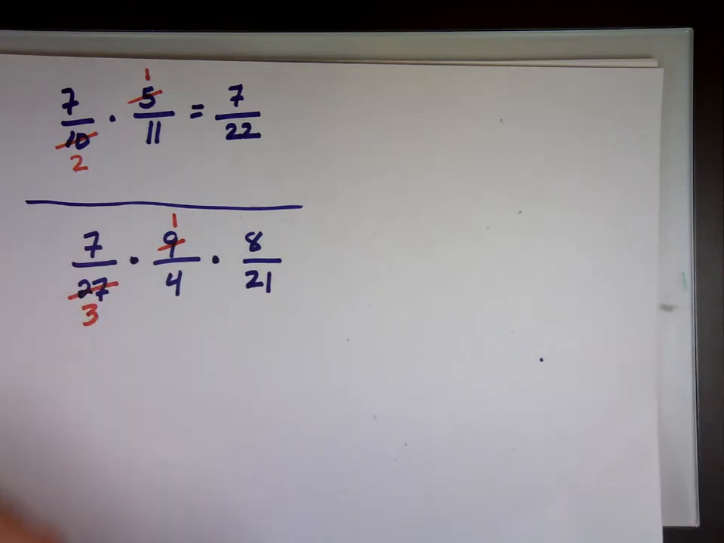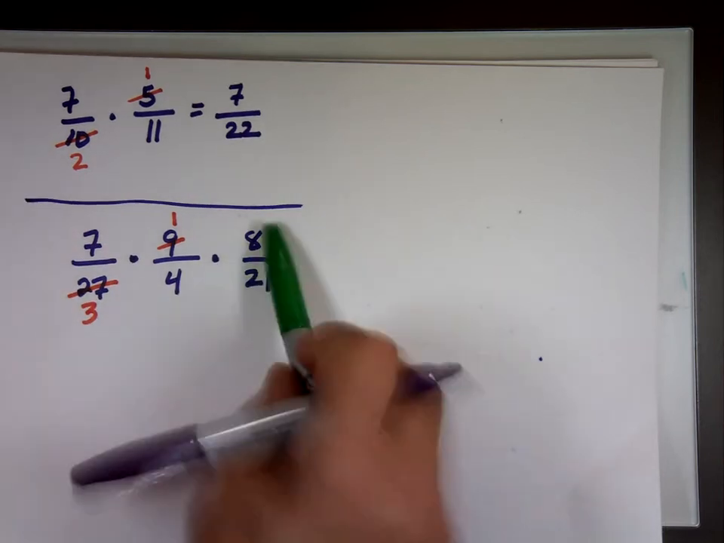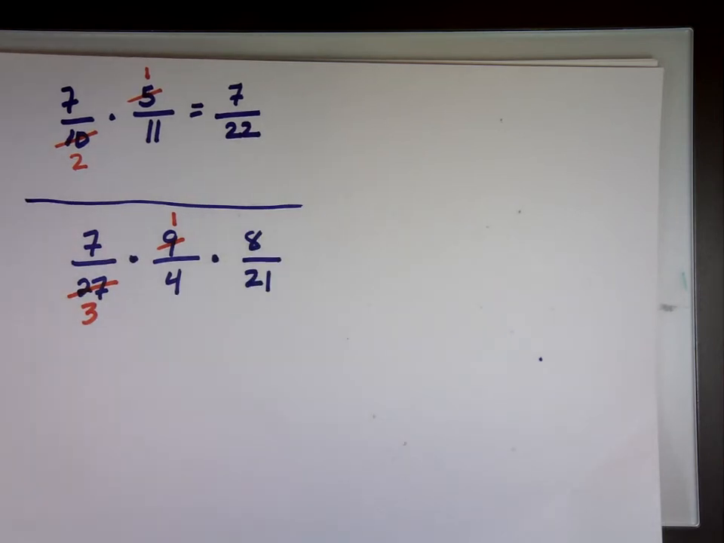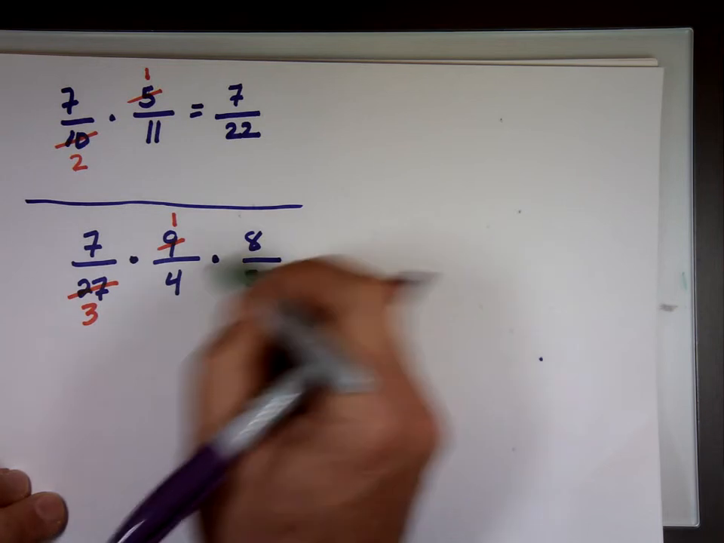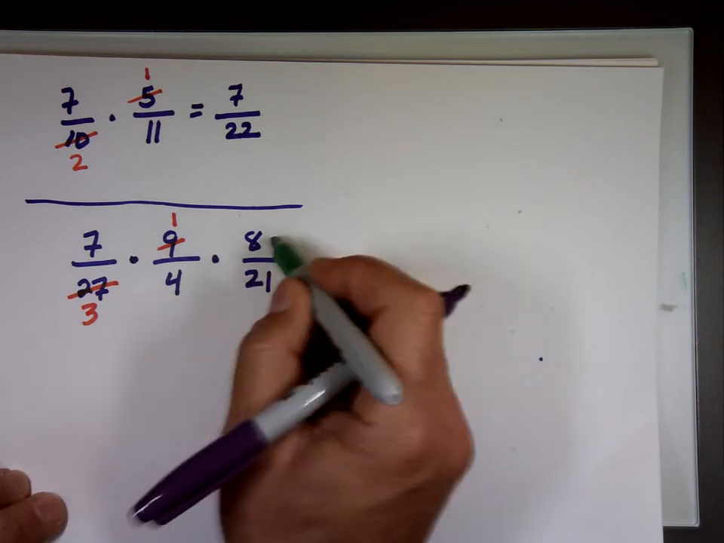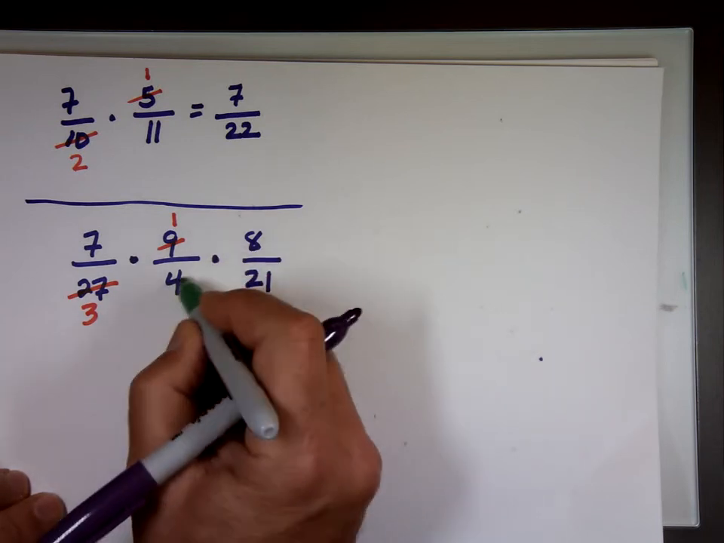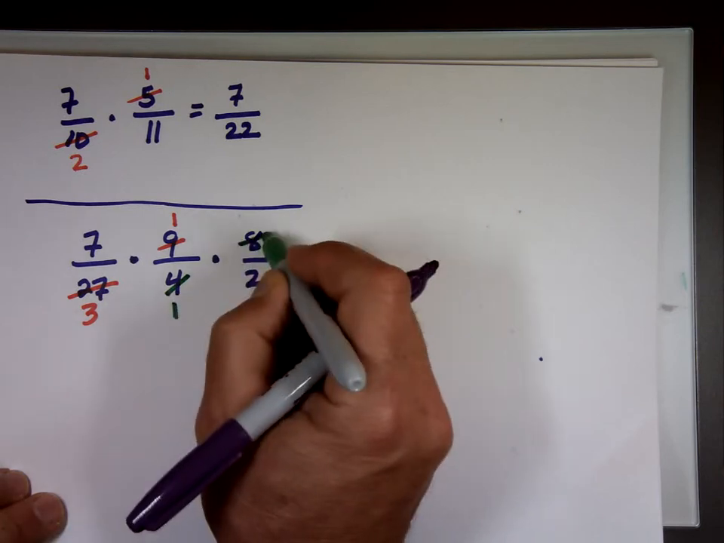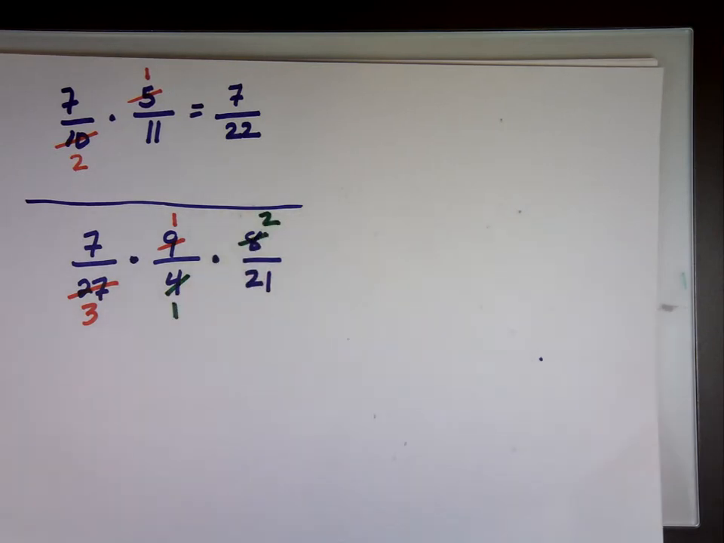Anything else? How about the 4 and the 8? You can divide both of these by what? How about by 4 even? By 4, this is 1. By 4, this is what? 2. Am I done?